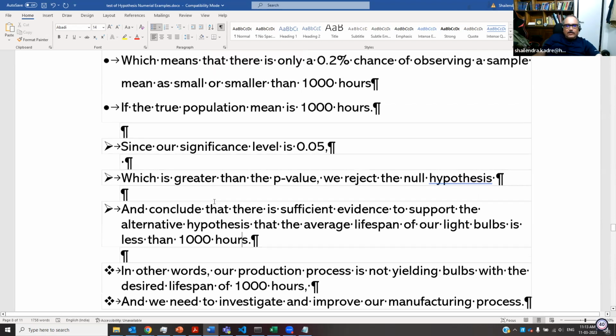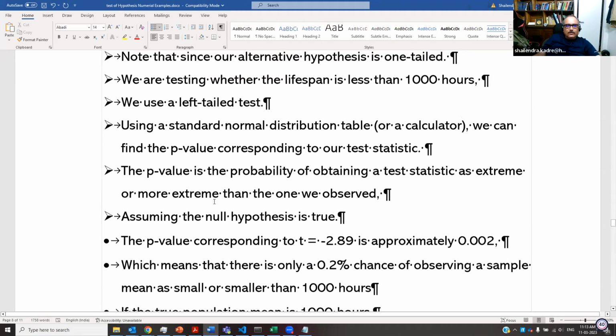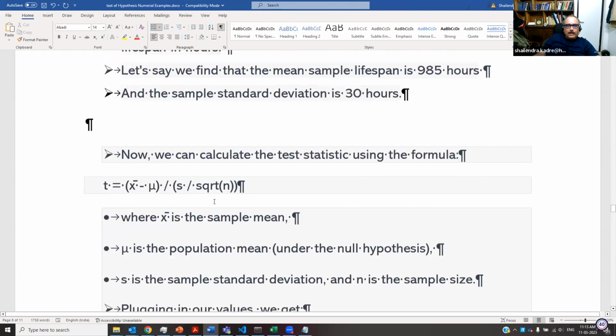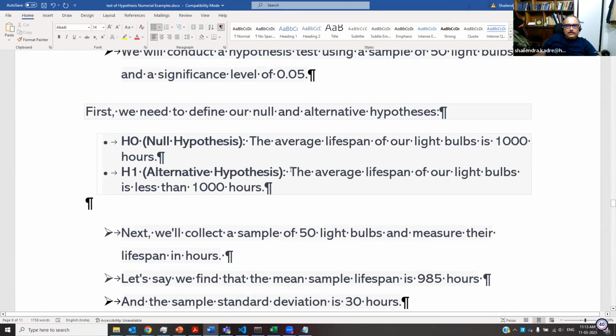So what was our alternate hypothesis? The alternate hypothesis was that the average lifespan of the light bulb is less than 1000 hours. So our test failed. Actually, we wanted the average lifespan to be 1000 hours or more. But our test showed that, based on the sample data we have taken, the average lifespan of our light bulb is less than 1000 hours. So this is a left-tailed test.